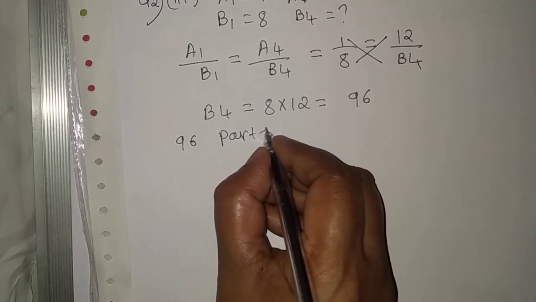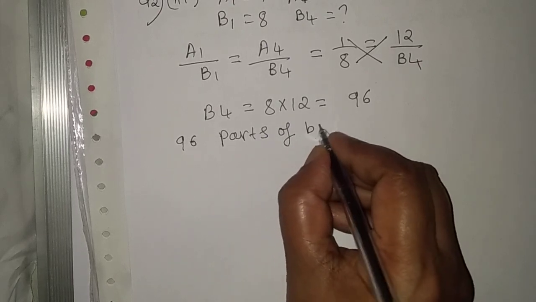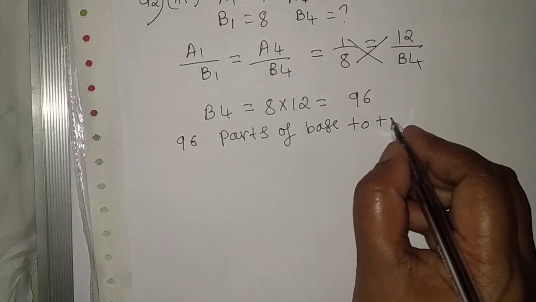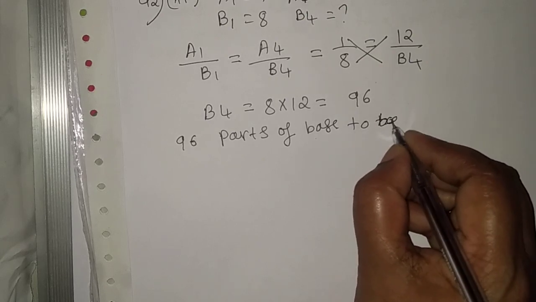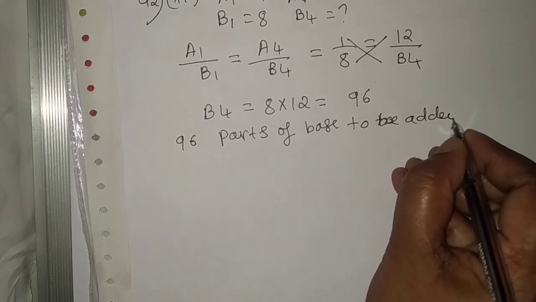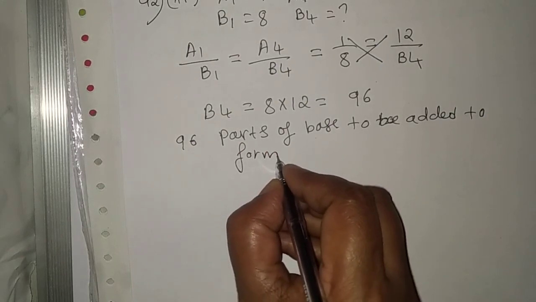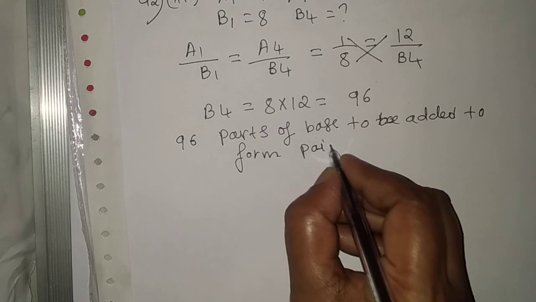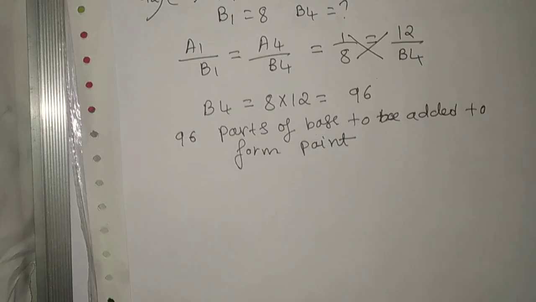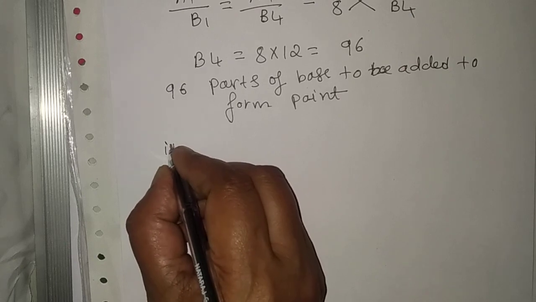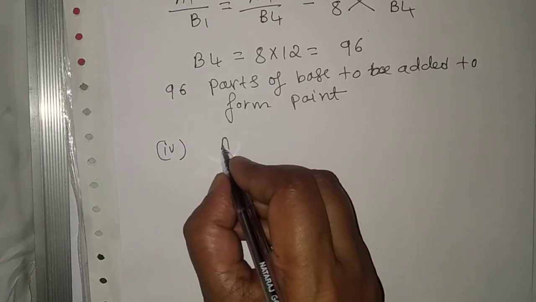So 96 parts of base to be added to form the paint mixture. So this is the third combination. We'll move to the fourth one, that is the last one.